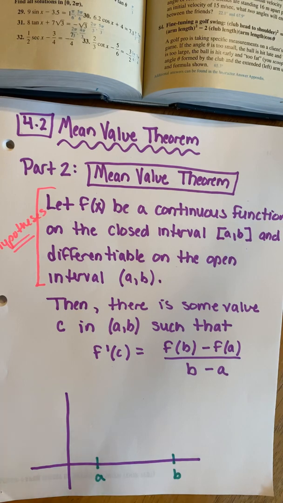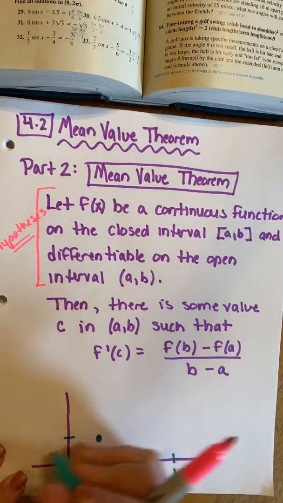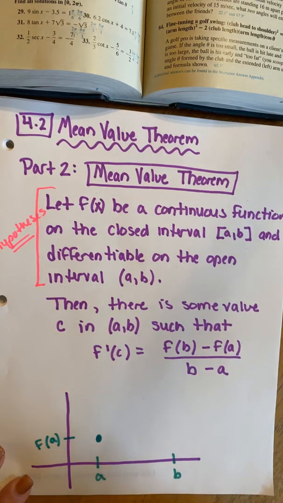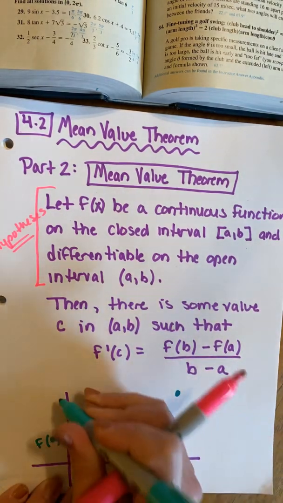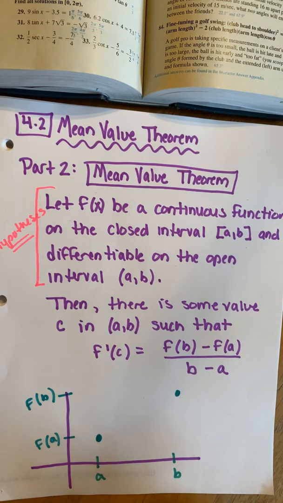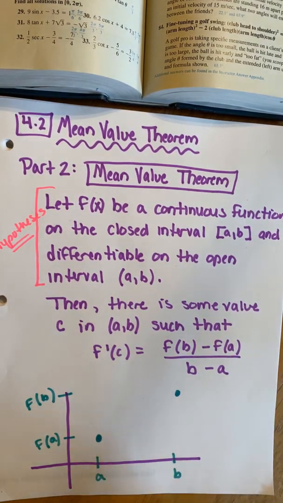Well, back in the first part of 4.1, we had to make sure that the output at the endpoints was the same. The mean value theorem eliminates that requirement, but thus has a different conclusion. So the output at B does not have to be the same as the output at A. So f of B and f of A do not have to have the same output. If they do have the same output, the mean value theorem still applies, but we're actually in a specific case, which is the conclusion of Rolle's theorem.